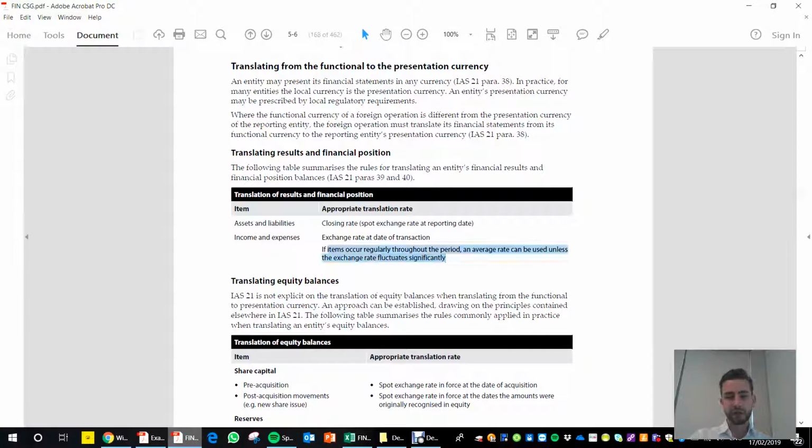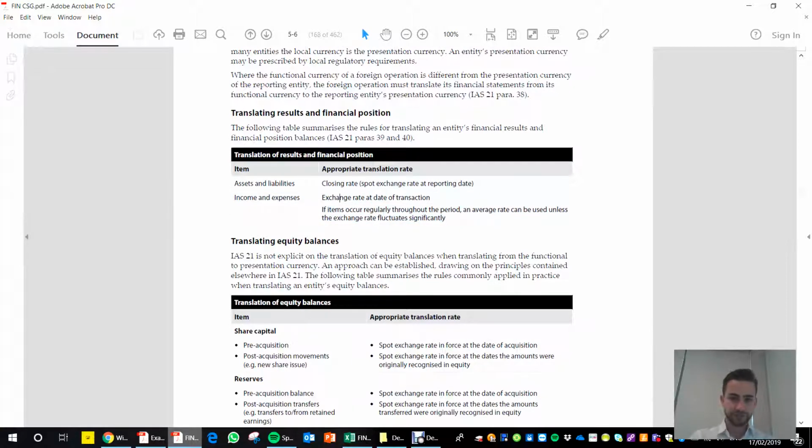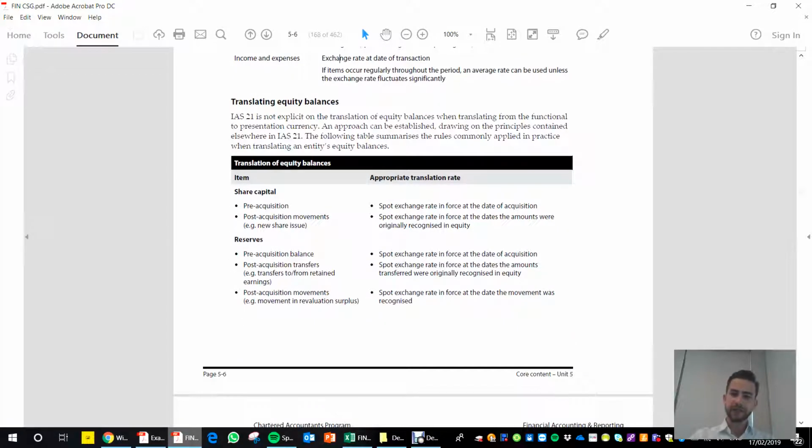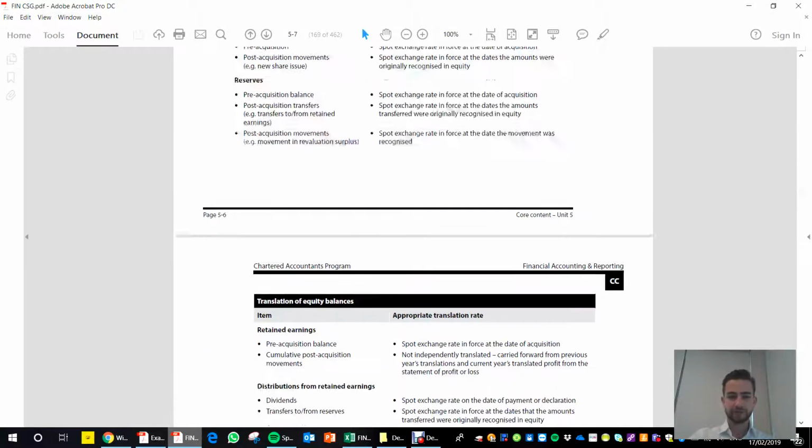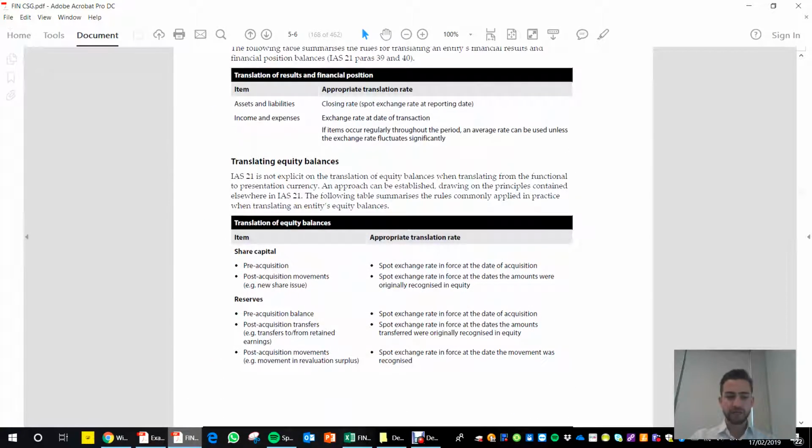If you can't rely on an average exchange rate, you need to actually use the exact date of the transactions themselves. So keep that in mind. Equity balance is a little bit trickier, and it's mostly tricky just because of all the little rules. But if you understand how it works, it's not that difficult.